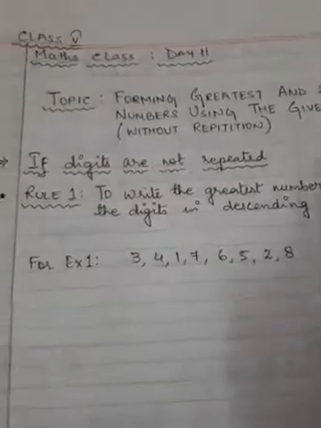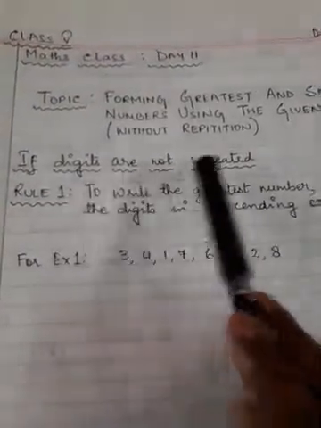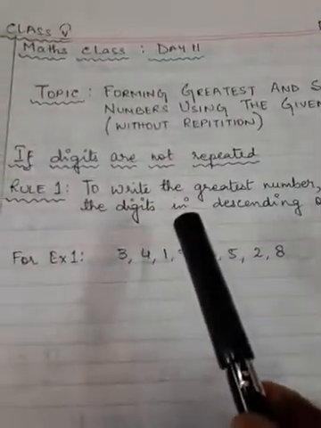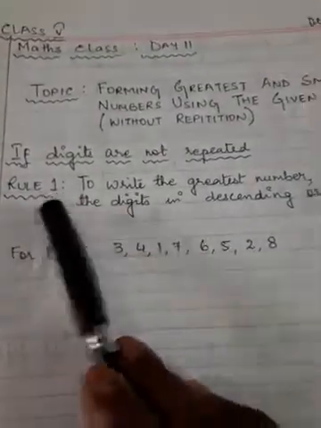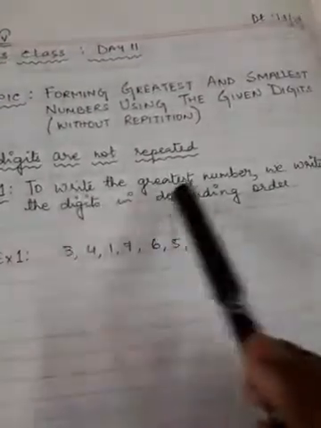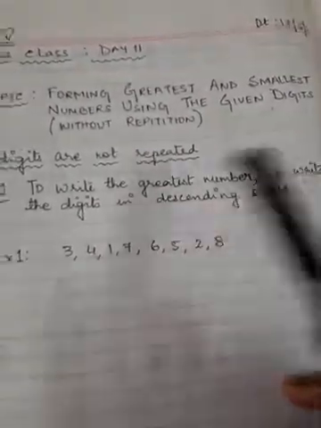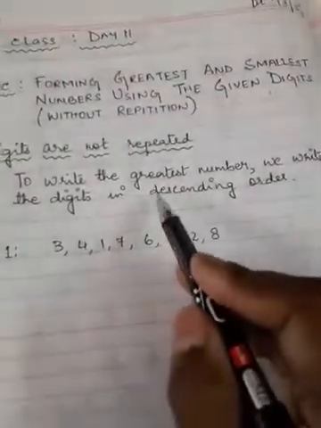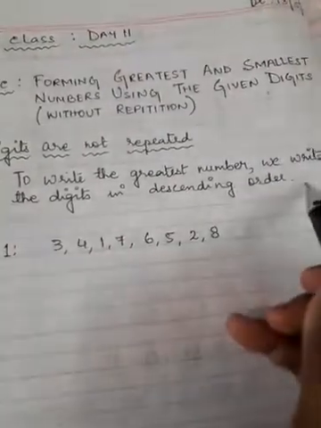Clear? So if digits are not repeated, we have to keep two rules in our mind. Rule 1 says to write the greatest number, we write the digits in descending order. So we have to write in descending order.